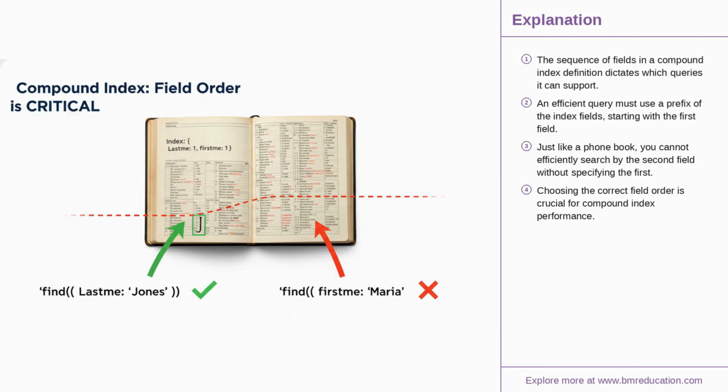Think of a phone book. It's indexed by last name, then first name. You can easily find all the Smiths or a specific John Smith, but you can't use it to efficiently find everyone whose first name is John. The same logic applies in MongoDB. The query must use a prefix of the index keys to be efficient.